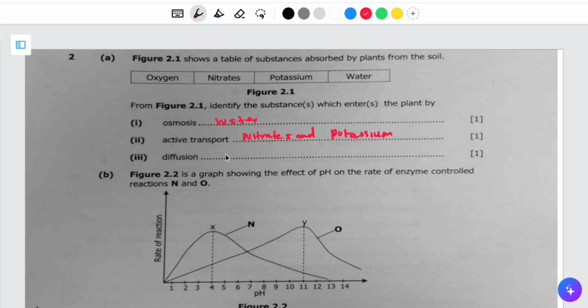Then from there, we have diffusion. As we all know, during inhalation, oxygen passes through the alveolus by diffusion into the bloodstream. So here we are going to say oxygen.